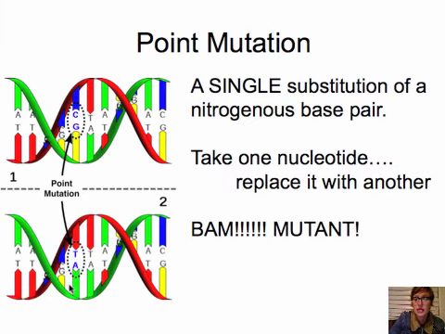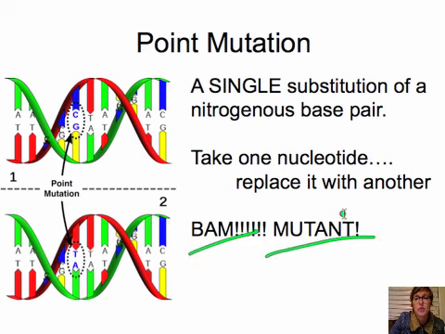Now let's take a look at a few different types of mutations. The simplest type of mutation is a point mutation. This is simply when a single nitrogenous base pair is substituted for another. For example, if this is our original DNA, and on this spot we had cytosine and guanine, and swap, now all of a sudden we have thymine and adenine. So if we just take one nucleotide pair out and replace it with another, and if that mutation becomes permanent, if it stays undetected, then bam, you are a mutant.